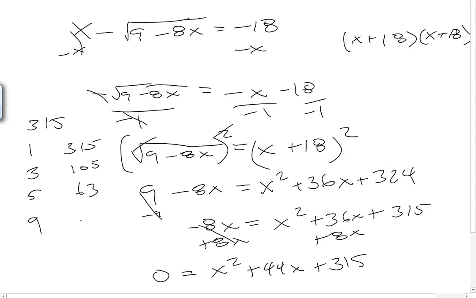Well, if I divide by 9, I get, what, 30? Let's just do it. 9 goes into 105. Oh, yeah. I'm sorry, 9 goes into 315 35 times.